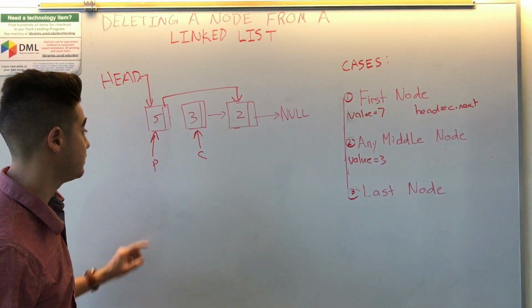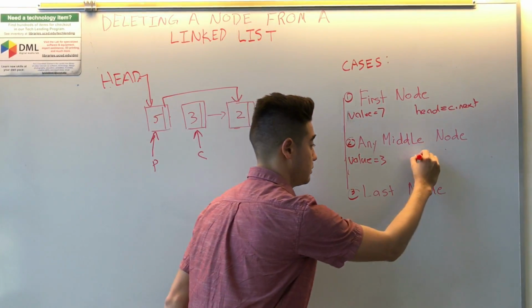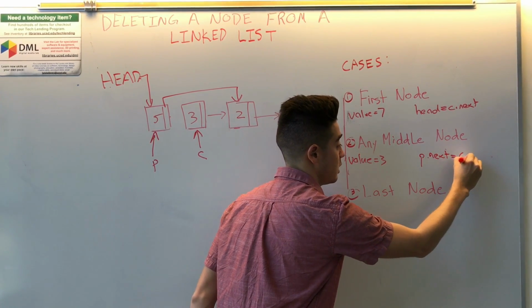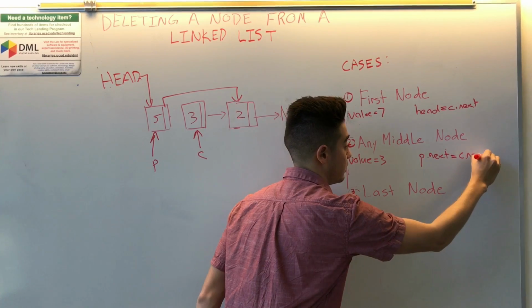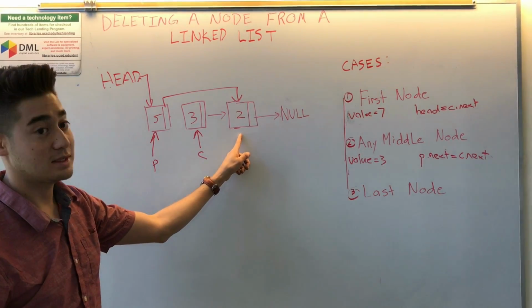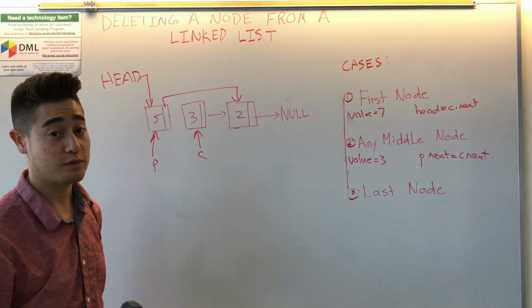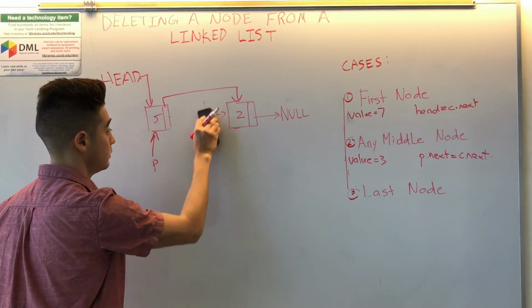Programmatically, how we do this is we set P.next no longer equaling to C, but equaling to C.next instead. Now note there are no elements in our linked list pointing to the node with value 3, so it is deleted.